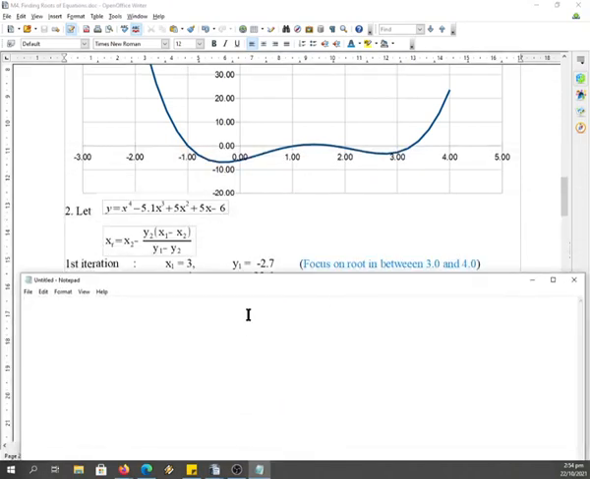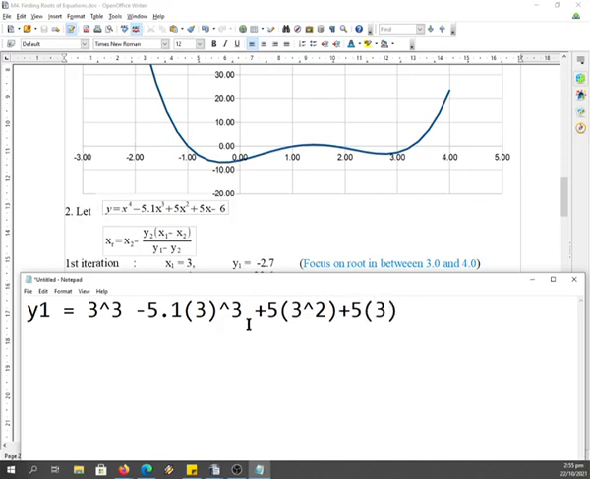To determine this one, y1 is simply equal to 3 cubed minus 5.1 times 3 cubed, plus 5 times 3 squared, then plus 5 times 3, minus 6.